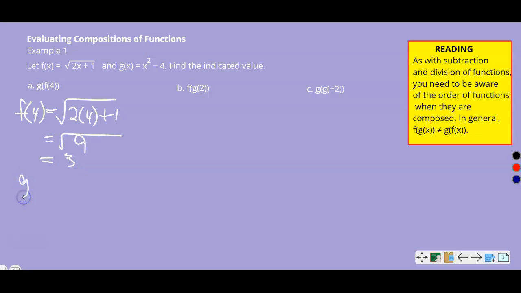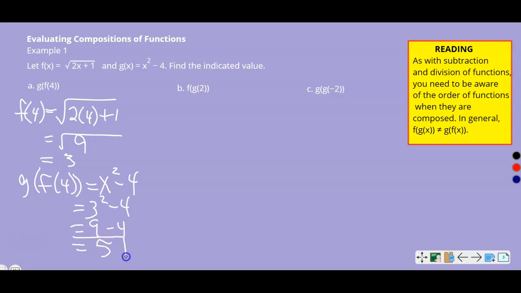So now we need to find g of f of 4. Since we already substituted 4 in for f, now we're going to substitute 3, that's our output, into g. So g says x squared minus 4. So we're going to do 3 squared minus 4, or 9 minus 4, which is 5. So g of f of 4 is 5.